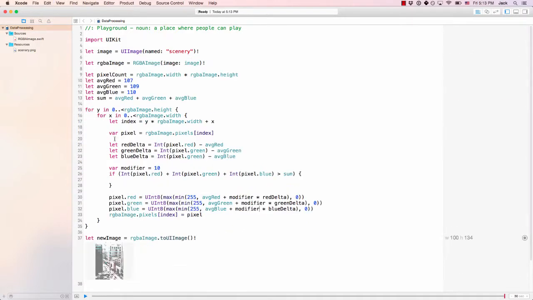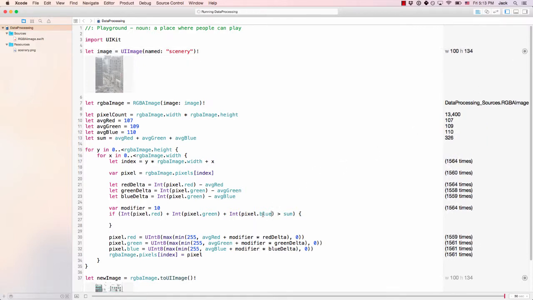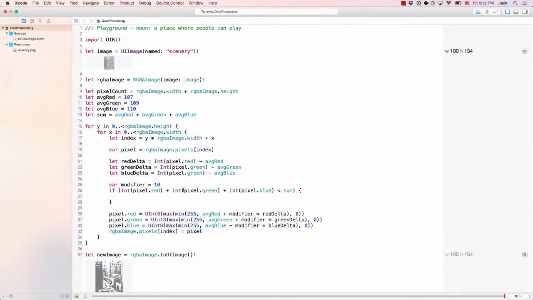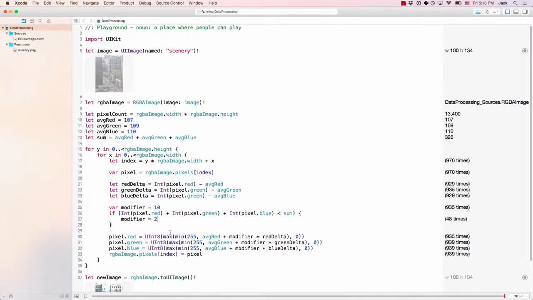Its execution is throwing me off. Whenever it executes it, every time we change the code, it's the playground. It's reloading the image. So if it's less than sum, I'll set it to 2. All right. Got that in. Okay, so let's see how that goes.